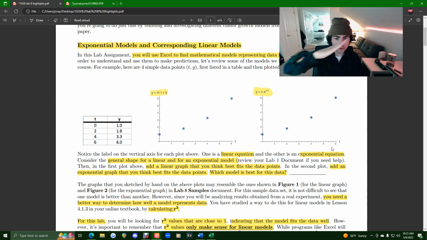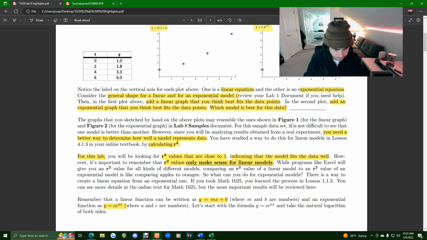Well, if you were to draw a rough line through here, it would be okay, but if you fit an exponential curve, keyword curve, through these points, it would be a better fit naturally. So exponential would be the better model.